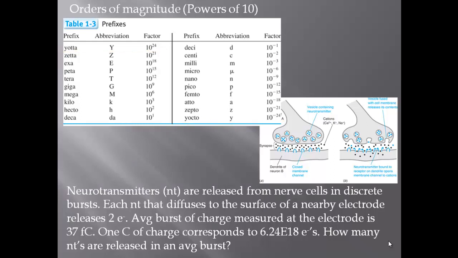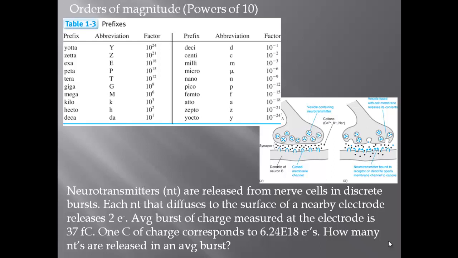In the beginning of this chapter, the box in the front describes the process by which neurotransmitters are released from a nerve cell in discrete bursts. The question says, each neurotransmitter that diffuses to the surface of a nearby electrode releases 2 electrons. Average burst of charge measured at the electrode is 37 femtocoulombs. 1 coulomb of charge corresponds to 6.24 times 10 to the 18th electrons. The question actually asks how many neurotransmitters are released in an average burst.